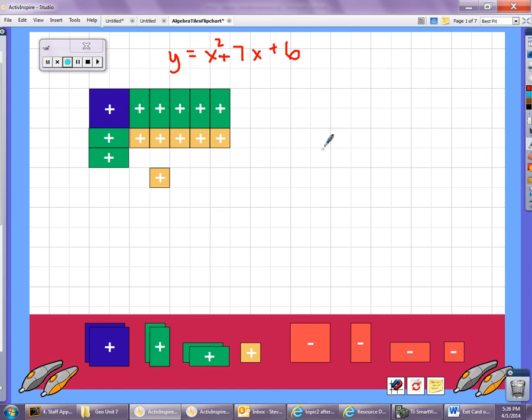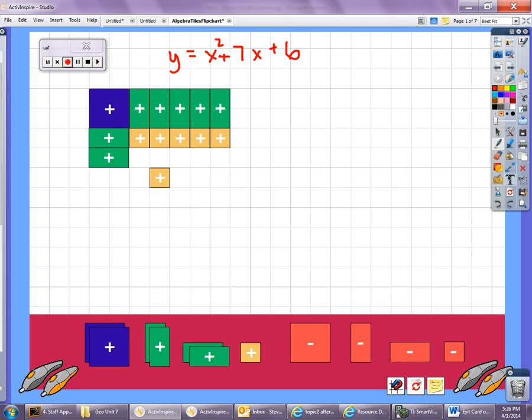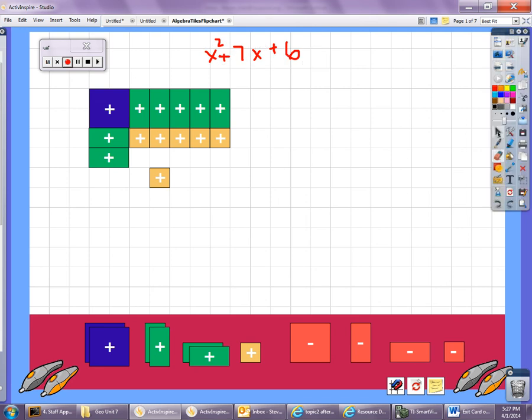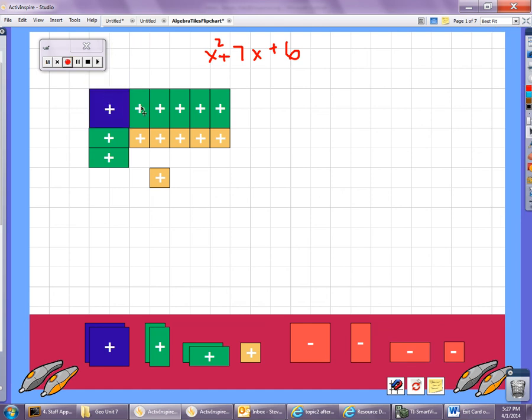So the first thing is thinking about x squared plus 7x plus 6, and we don't even really need the y equals. We know this is the expression we're going to turn into a multiplication problem. First, understand what this means. There's one x squared term, each green is an x, so there are 7 of these x's, and there are 6 of these little ones.